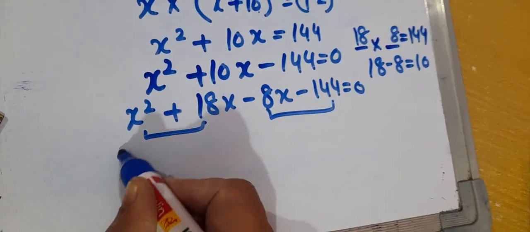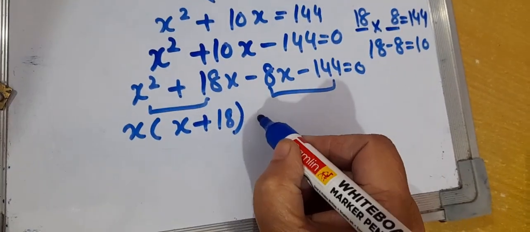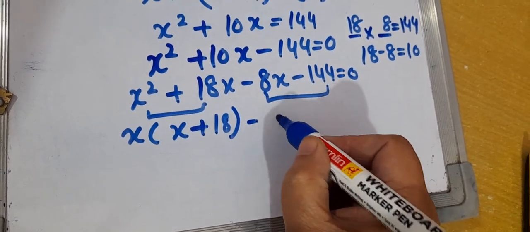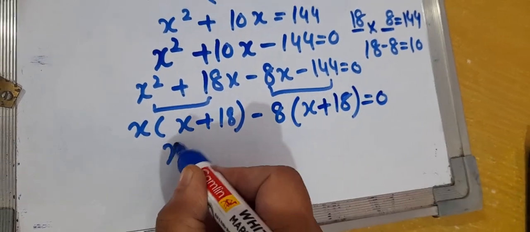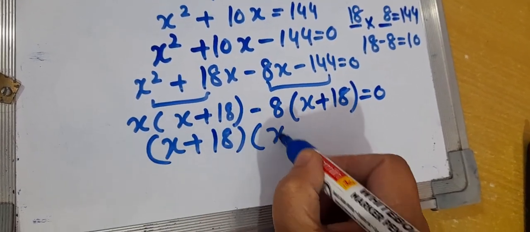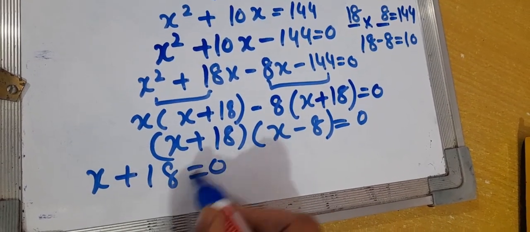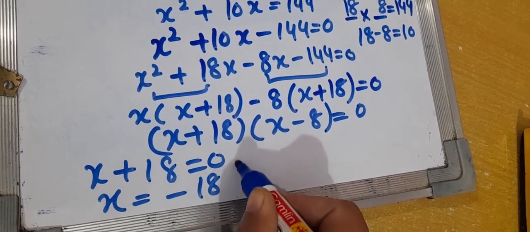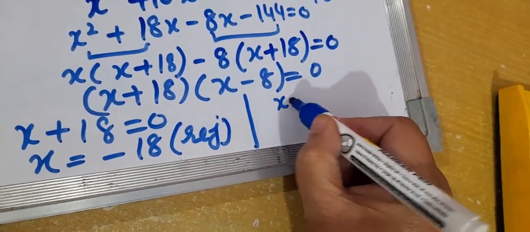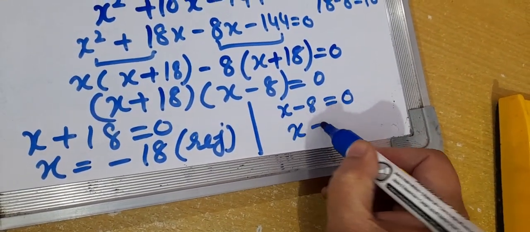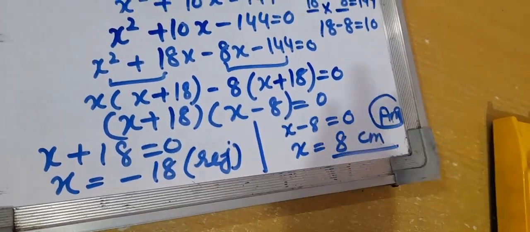Make pairs. Taking x as common, I get x plus 18. Take minus 8 common, so you get here x plus 18. So x plus 18 into x minus 8 equal to 0. x plus 18 is equal to 0, so you get x equal to minus 18. This will be rejected because length can't be negative. On the other side, x minus 8 equals 0. From here I get x equal to 8 centimeter. So this is my answer, x equals 8 centimeter.